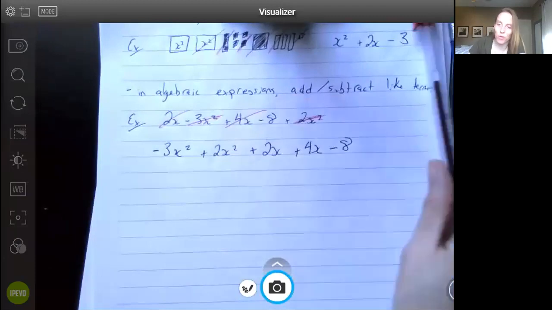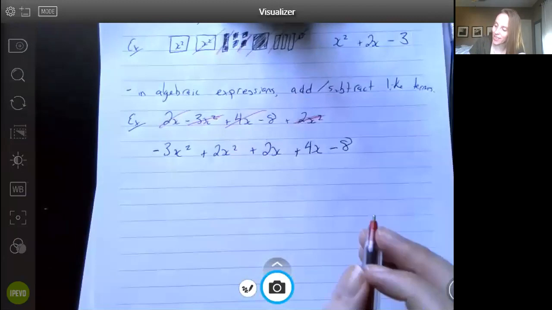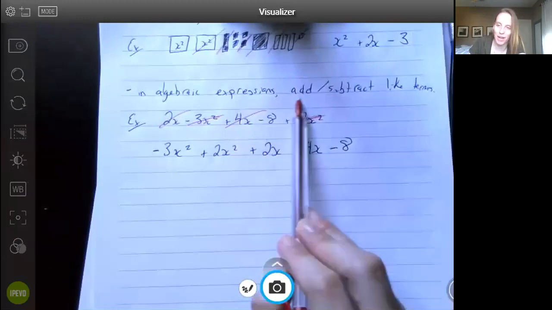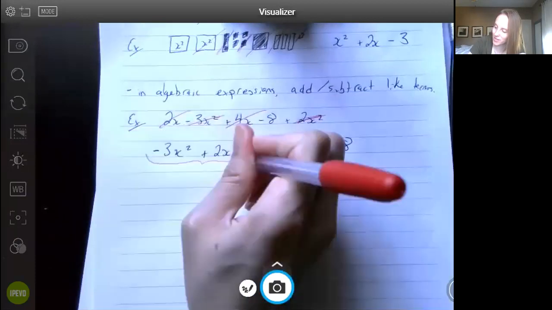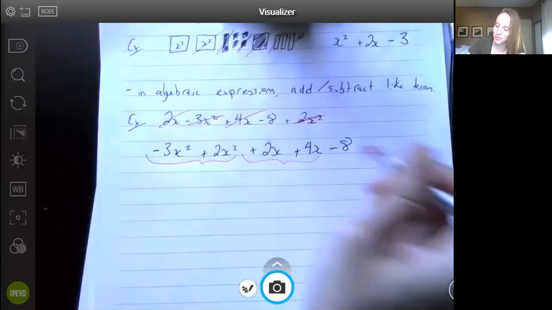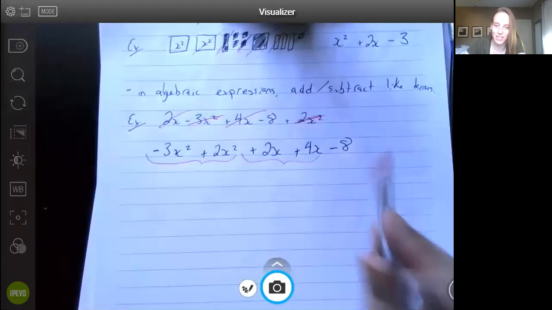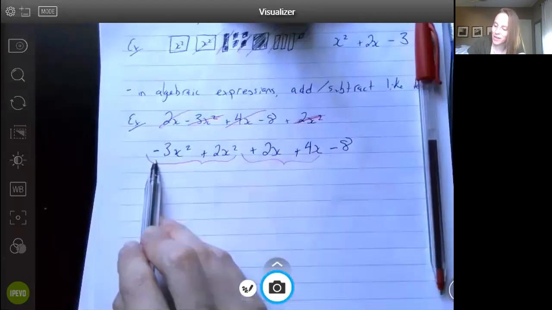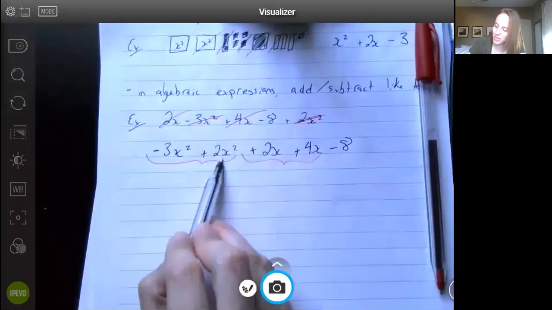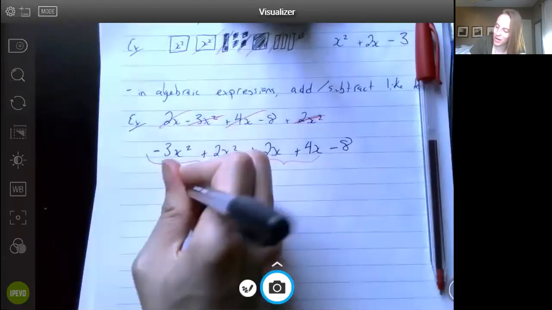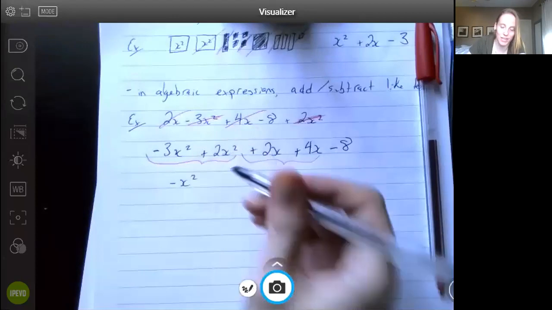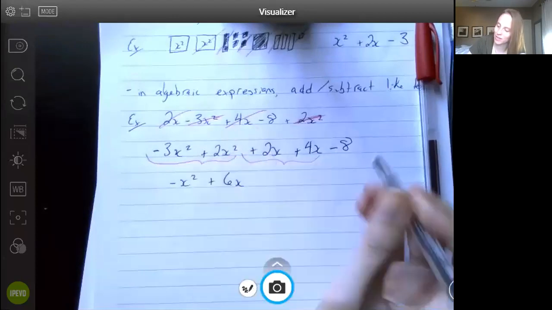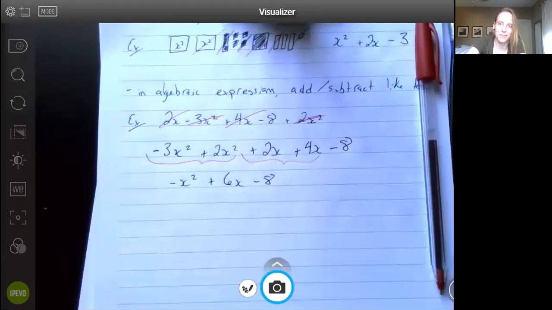Now that I have them ordered properly and gathered together, I will actually simplify by adding or subtracting my like terms. So these two are like terms, these two are like terms, and then my constant doesn't have a like term in this case. So negative 3x squared plus 2x squared is just negative x squared. Plus 2x plus 4x is plus 6x, and then my minus 8 at the end.